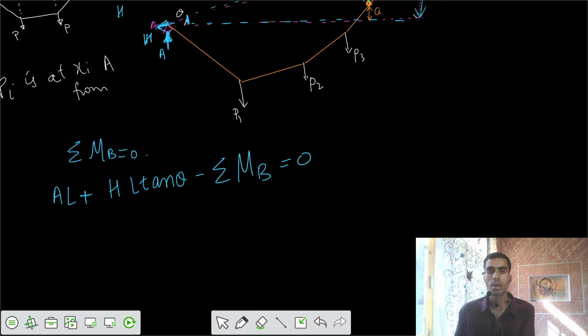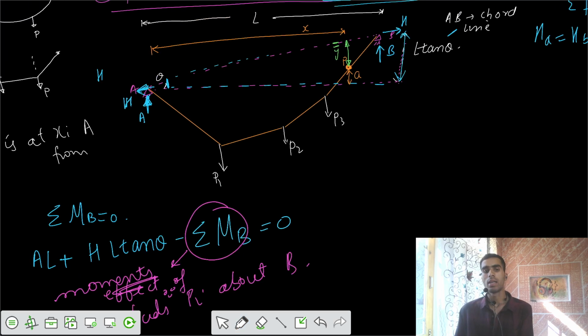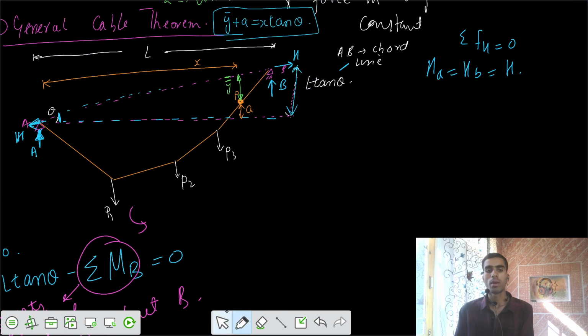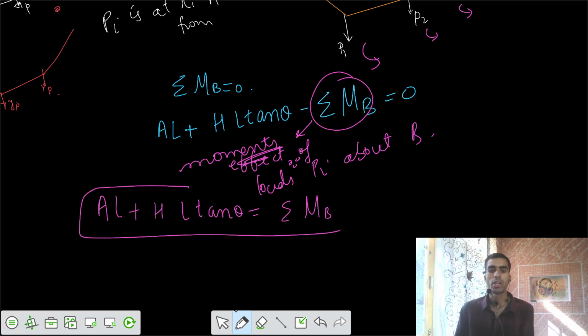If I say what this summation of MB is, I would say this is the net value of the effect of the loads P about point B. This one contributes some moment, this one contributes some moment, and finally this is the summation of all those moments because of the different loads about point B. We call that summation of MB. Finally, AL plus H times L tan theta equals summation of moments about point B. Let's keep it as equation 1.